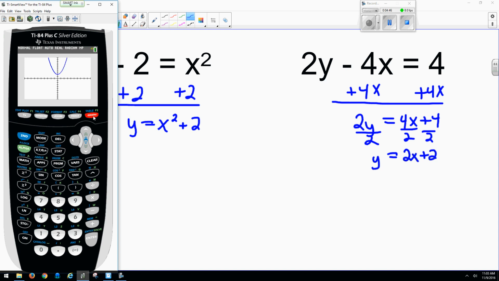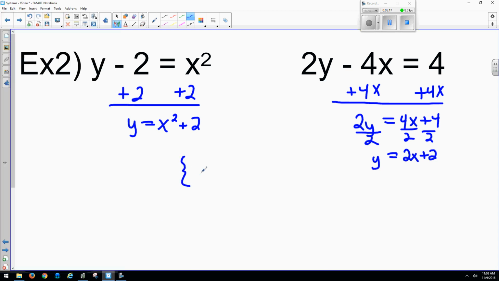There's the parabola. There's the line. So it does look like we have 2 intersection points. If you can't tell, then you might want to zoom in. That's always an option by going to zoom. But we can kind of see here that there's the 2 points. So I'm going to use that intersect function, second trace, 5 for intersect, and I'm just going to hit enter 3 times. That's going to bring me to my first intersection point of 0, 2. So that's one of the solutions, 0, 2.